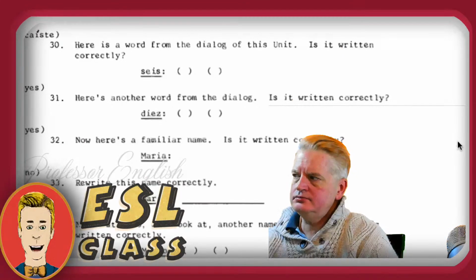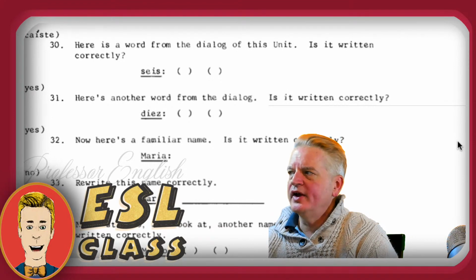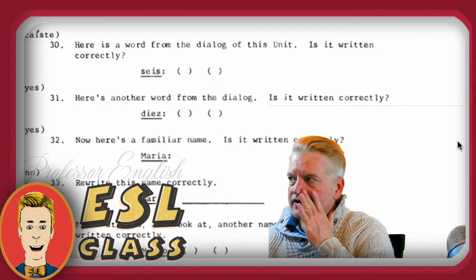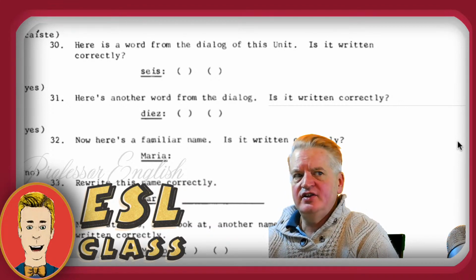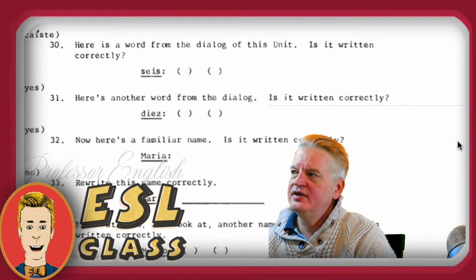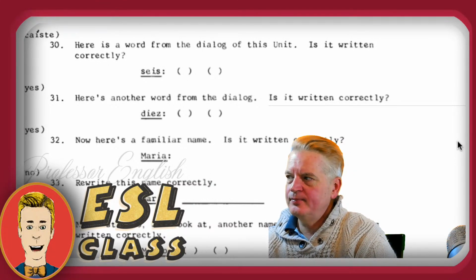Six. Oh, okay, this is number 30. Here's a word from the dialogue in this unit. Is it written correctly? Seis. Yes, it is, because if it had an accent, it would sound like seis. So it's written correctly.